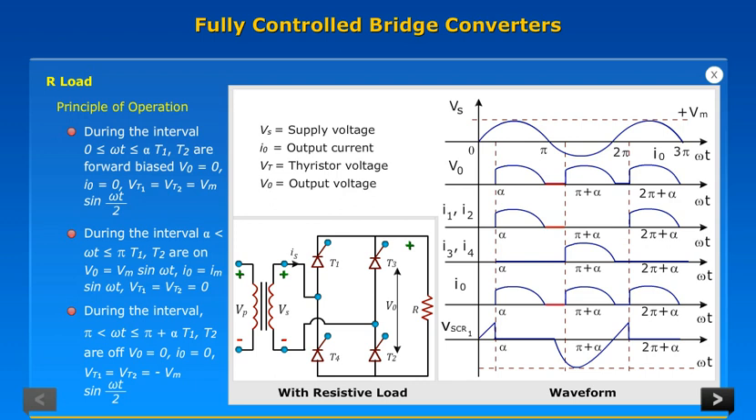During the interval π ≤ ωt ≤ π + α, T1, T2 are off. V0 = 0, I0 = 0, VT1 = VT2 = −Vm sin ωt / 2.